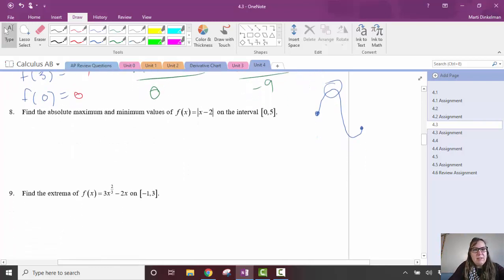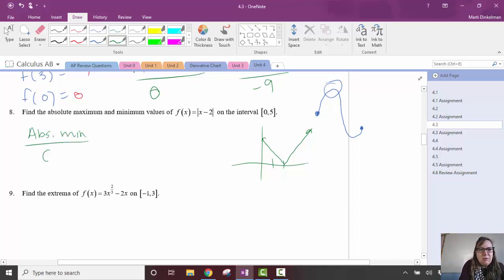Number 8, find the absolute max and min values of |x - 2| in the interval. So for me, I would rather not take the derivative of the absolute value. I would rather just draw the picture here. So I know this is a v that's moved over 2, and we're going 0 to 5. And so I can just look at the graph and find the absolute minimum. And that's at 0, and it occurs at x equals 2.